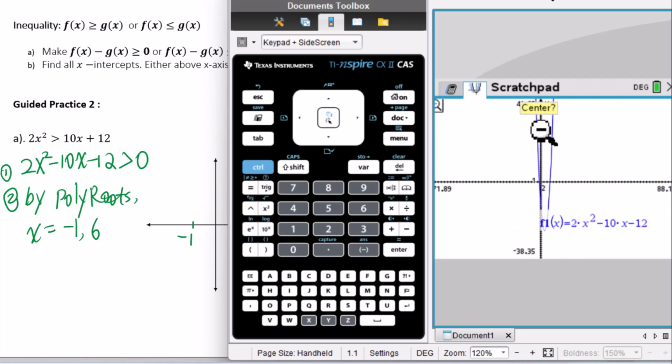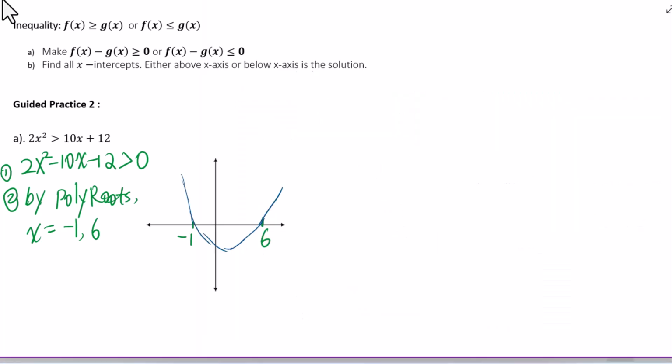You could see the graph opens up. Then we can sketch the graph like this. Greater than 0 means above the x-axis. This part and this part of the graph is the solution. Since no equal sign, let's put an open circle.